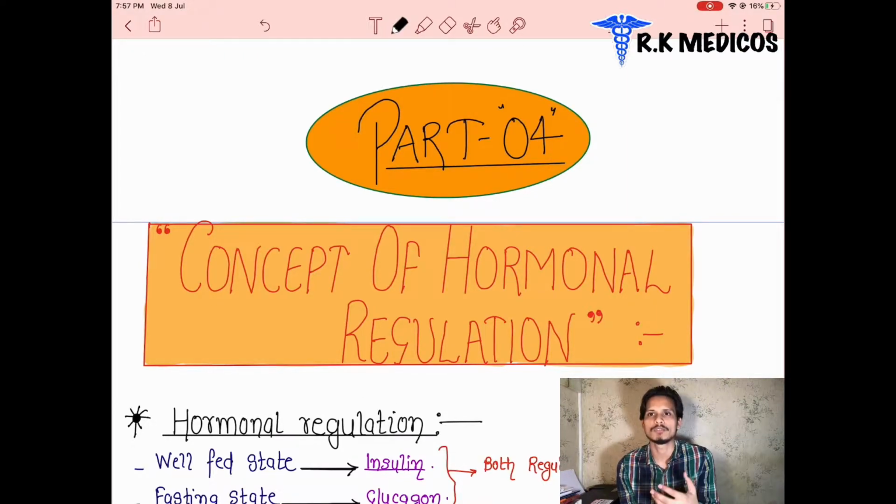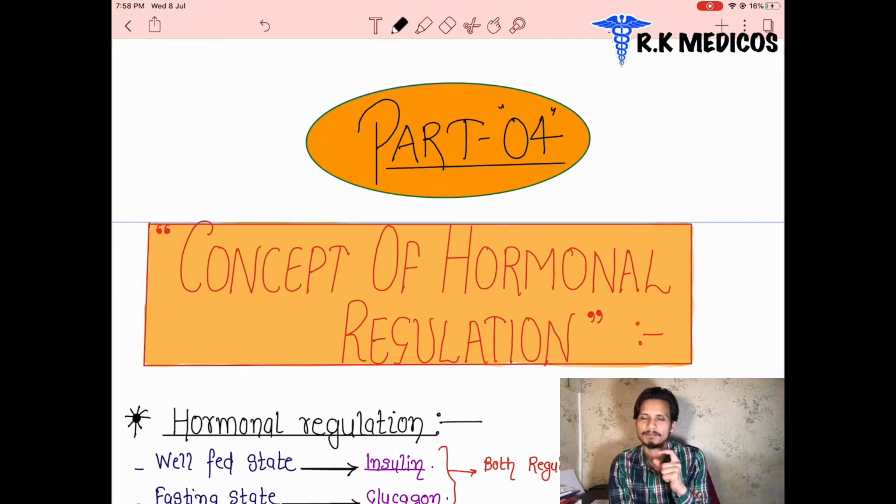What are the hormones that regulate the functions of several metabolic pathways? What are the metabolic pathways concerned with biochemistry, and what is their hormonal regulation? What are the hormones that regulate them? We are discussing this in the fourth section of biochemistry. First, what is the heading of the topic? We can see here: part 4, concept of hormonal regulation.